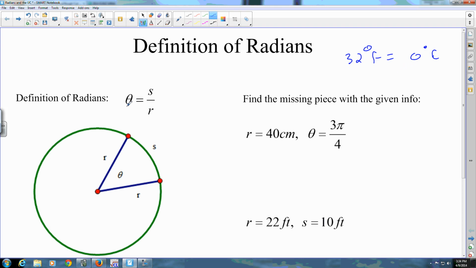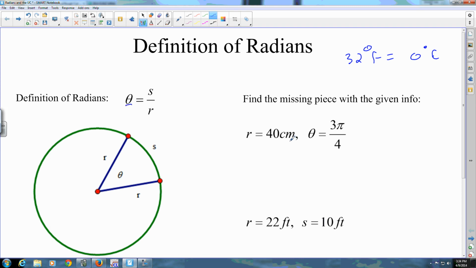Okay, so here it goes. The definition of an angle measured in radians is S divided by R. S is the arc length that an angle would cut off if you were to place the angle on a circle, going from the center of the circle. It's your arc length divided by your radius. That's all the definition is.